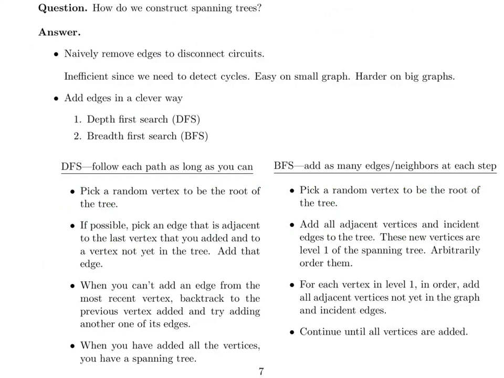The next step will be to answer the question, how do we construct spanning trees? And the first answer is to do the very naive process of removing edges from circuits until no circuits remain on the graph. This is exactly what we did in the previous proof. The difficulty with this is that you need to be able to detect cycles in your graph.